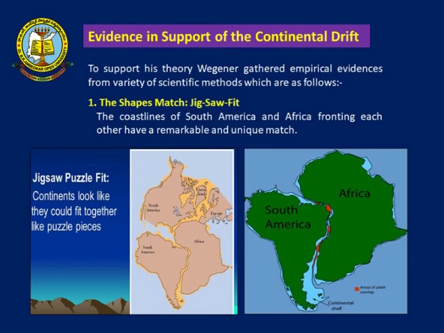The first evidence he came up with was the jigsaw fit, that is the shape matching fit is what is called a jigsaw fit. The coastlines of South America and Africa fronting each other have remarkable and unique matches. So, that is the jigsaw matching of the continents that you can find over here.